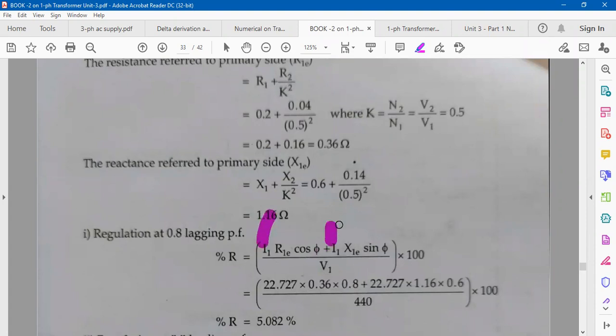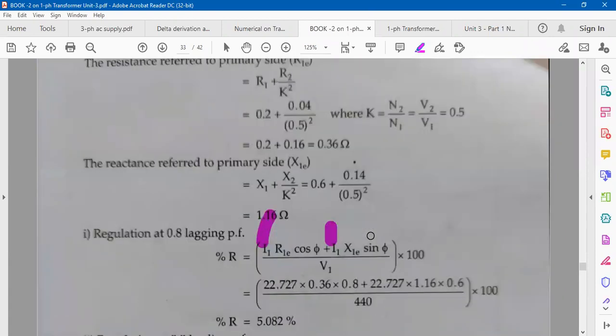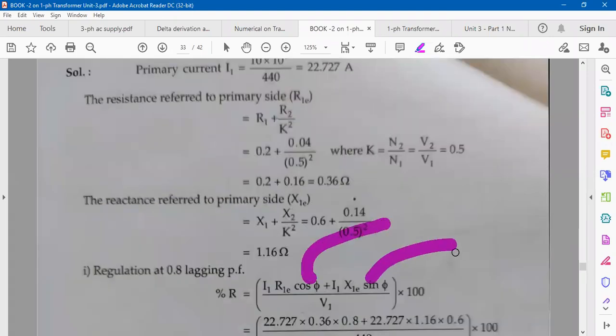Then I1 full load you have to calculate. How to calculate I1 full load we know, number of times we have seen it: kVA rating into 10 to the power 3 divided by V1. All of you can calculate I1 full load. Cos phi is given, 0.8. So when 0.8 is the cos phi, sin phi you will get 0.6, isn't it? That you know how to calculate. Now which parameter is left?